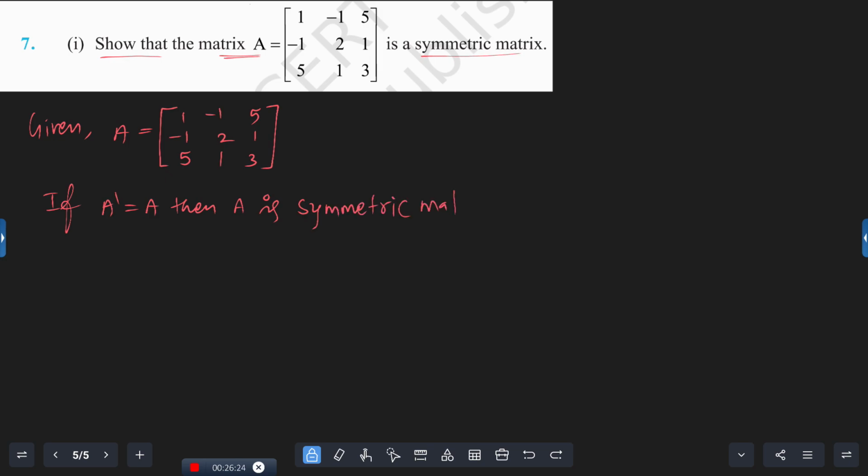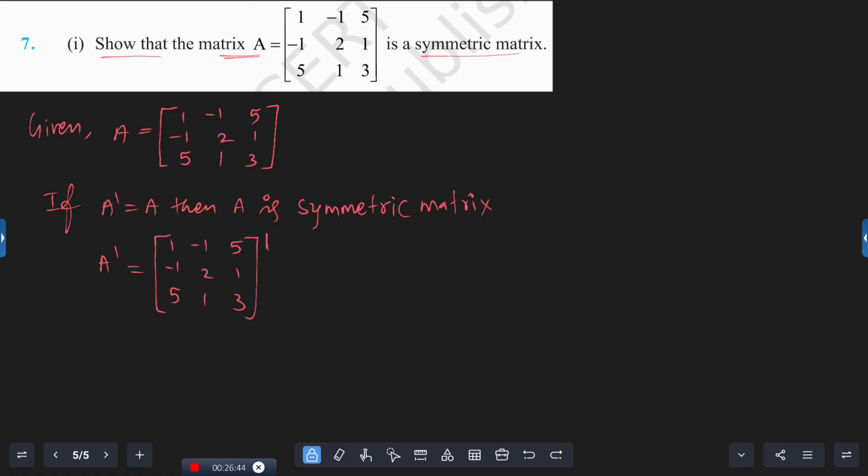Symmetric matrix, that you write. If A dash is equal to A, then A is a symmetric matrix. So we are going to check whether A dash is equal to A or not. A dash means A transpose: 1 minus 1 5, minus 1 2 1, 5 1 3.